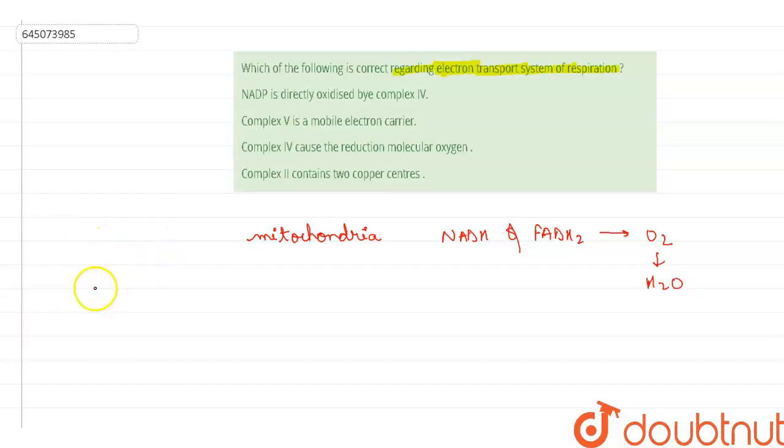The first is complex 1. Electrons go to complex 1, and 4 protons are being pumped from the matrix to the intermembrane space. Now, if you talk about complex 2, what happens in complex 2? There is redox of FADH2. Coenzyme Q picks up electrons from complex 1 and complex 2 and transports them to complex 3.